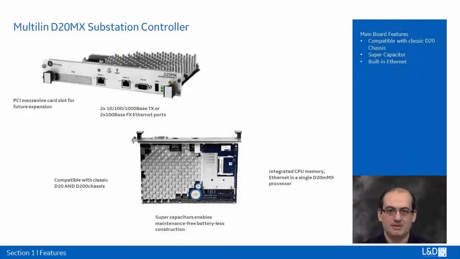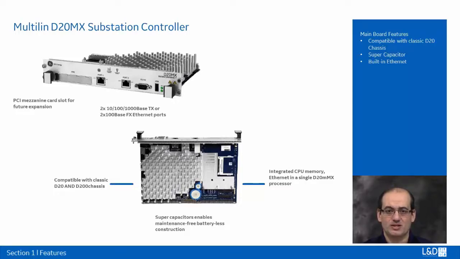The D20 MX is an embedded single board computer powered by a 667 megahertz PowerQUICC Pro processor, which is pin-to-pin compatible with the existing D20 processor. It's compatible with the existing D20 chassis, remote I/O, peripherals, and modems.